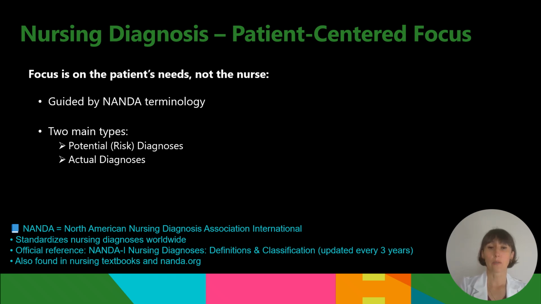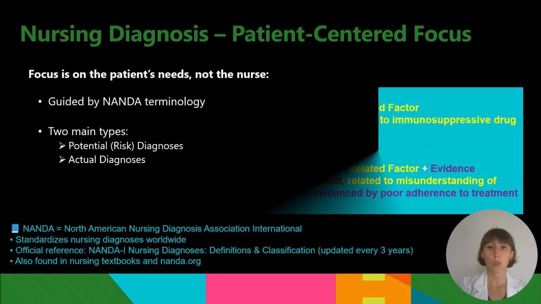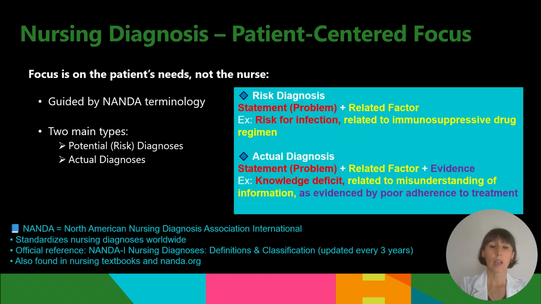This organization develops and approves all standardized nursing diagnoses. And there's an official NANDA book updated every 3 years, and that's the best place to find the complete list of nursing diagnoses. Many textbooks have it as well, and you, of course, can Google it and find it that way as well. Nursing diagnoses fall into 2 main categories: risk diagnosis, which can also be called potential diagnosis, and then actual diagnosis.